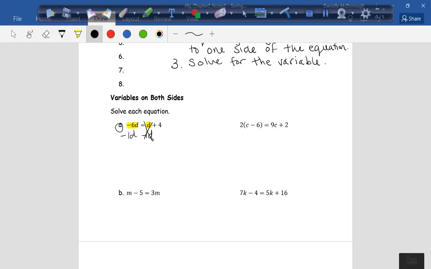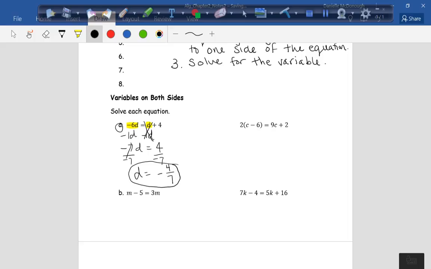This one's going to cross out because it's equal to 0. So now I have negative 6d minus 1d. That equals negative 7d. And what I have left on that side is my 4. And then now I'm just down to my one-step equation. To get d by itself, I'm going to divide by negative 7 on both sides. So d is equal to negative 4/7.